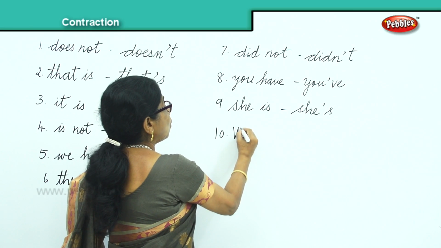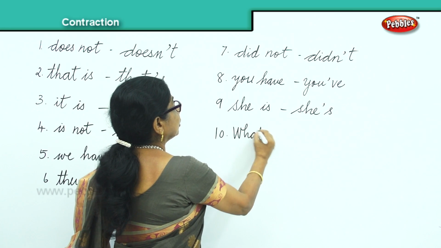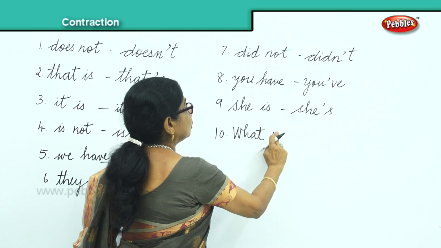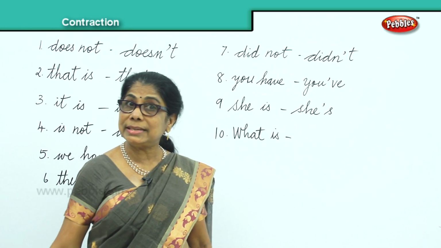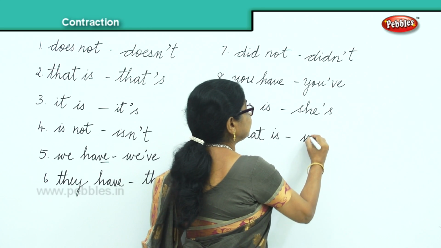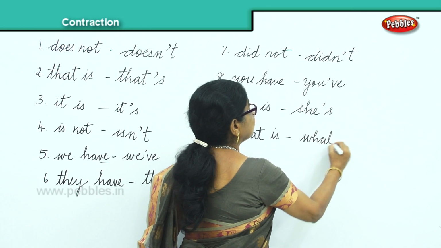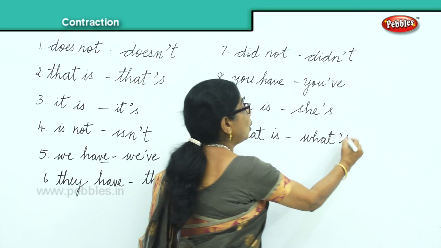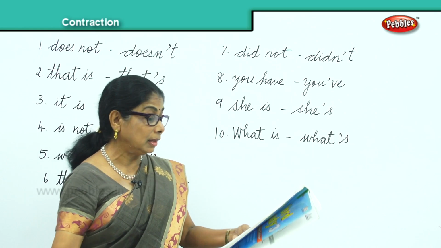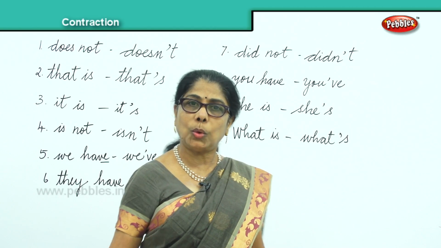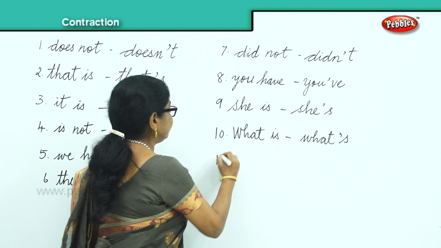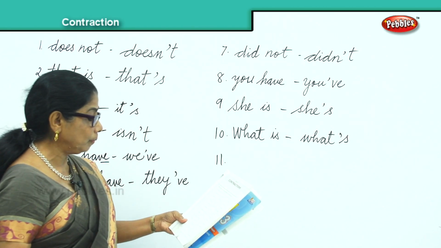Now, what is? The tenth one. What's? You will say what's. What is? Apostrophe, contraction. What's? What's the matter? Instead of saying what is the matter, you normally say what's the matter?